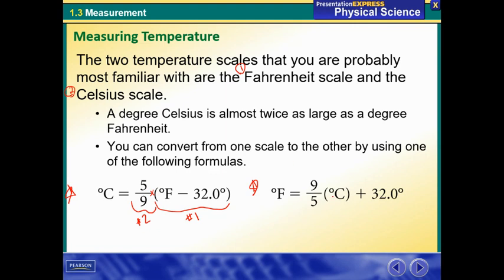The equation over here on the right-hand side is a little bit different. Notice that your 32 is not in parentheses this time. So because it is not in parentheses, you are actually going to take your 9 divided by 5 times your degrees Celsius first as your first step. And then you are going to add 32 as your second step. So notice the steps that you take are going to change.